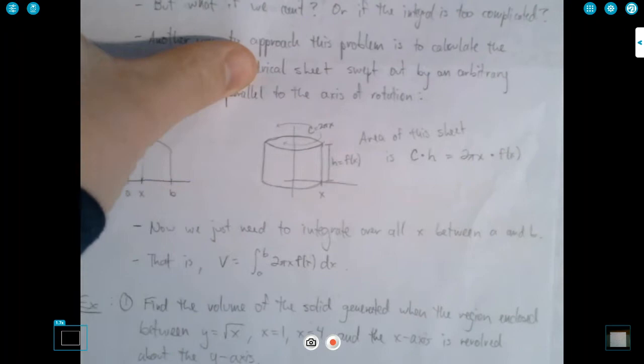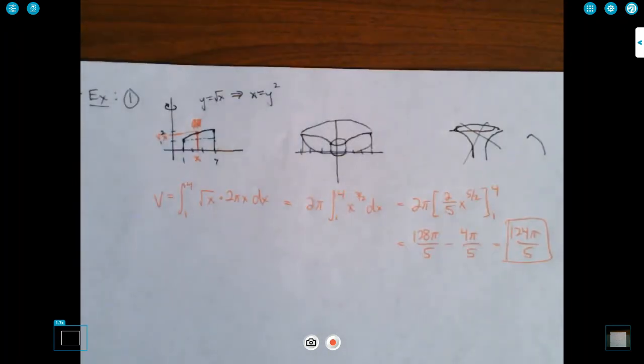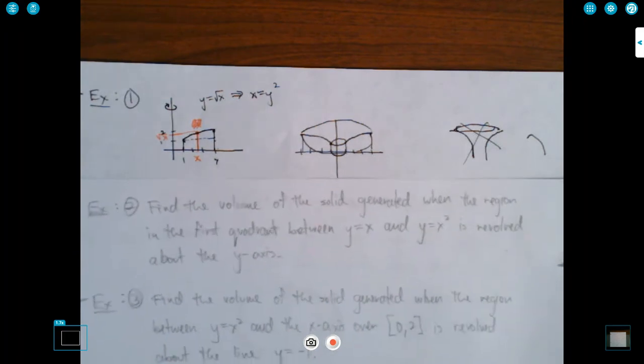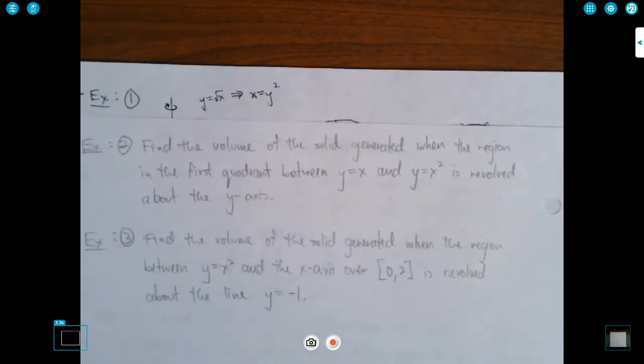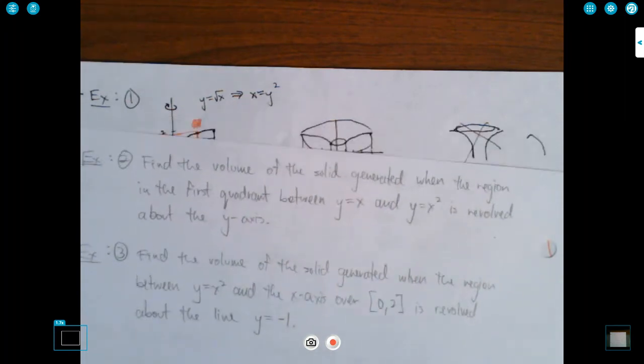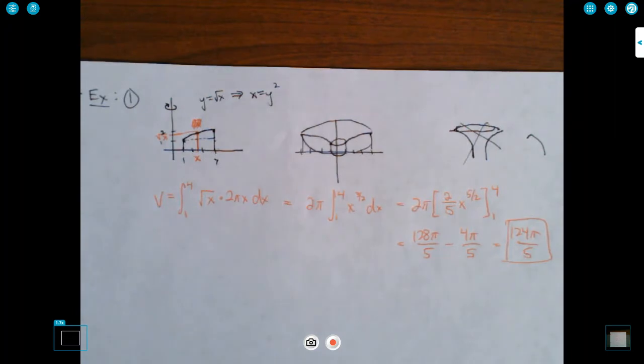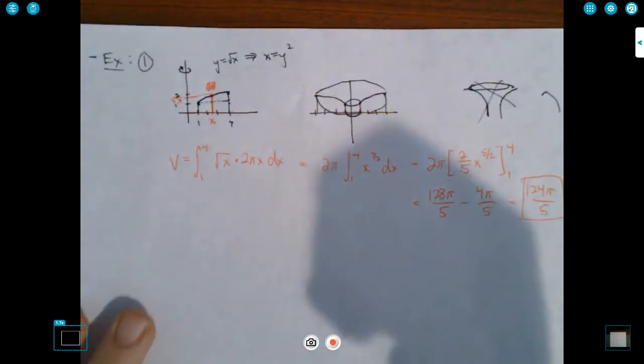So let's look at another one kind of like that. This one says, find the volume of the solid generated when the region in the first quadrant between y equals x and y equals x squared is revolved about the y-axis. Okay. I might regret not working out this problem before I try to do it with you.